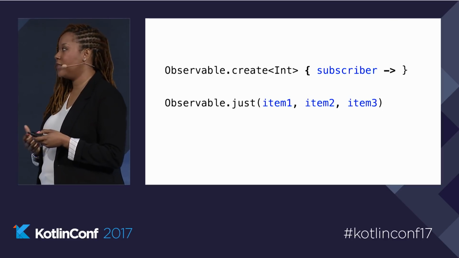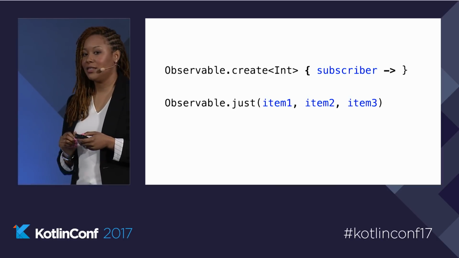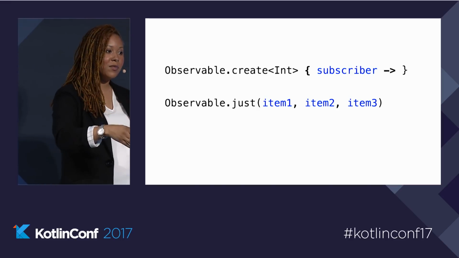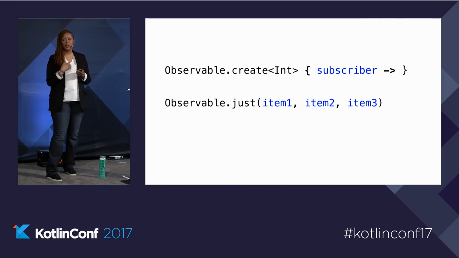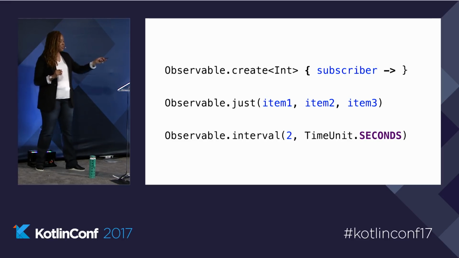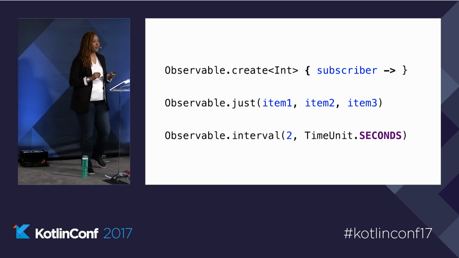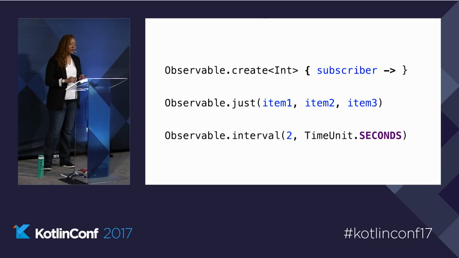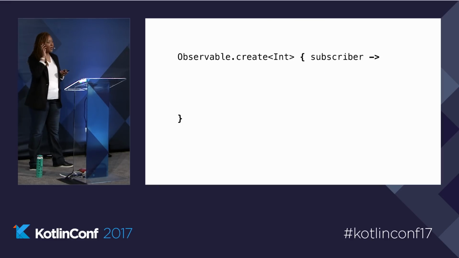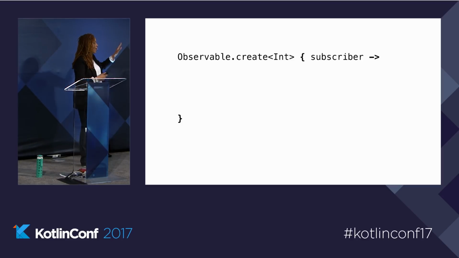There are additional methods available, like just. In this example, you say, hey, I trust you. I just want you to give me these 3 things, item 1, item 2, and item 3. I don't need to be responsible for calling the methods on the subscriber. And then here's another example with the interval operator. This will create an observable that gives you numbers every 2 seconds. So just various options for creating and working with observables. So here I'm creating an observable using that create operator that we just saw on the last screen.